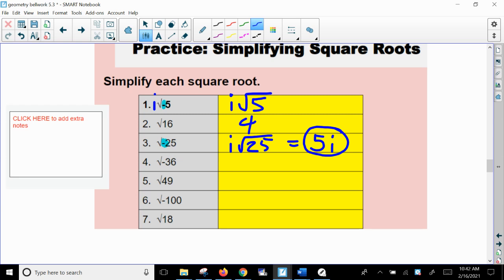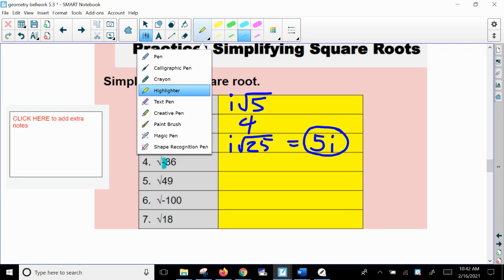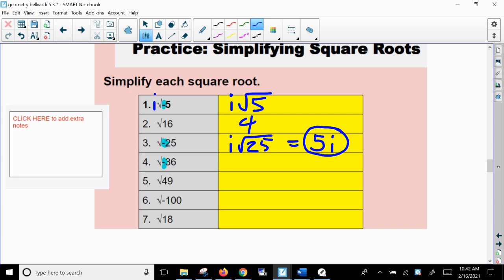Number 4, square root of -36. Again, we have a negative right there under the square root. That means we have to take out an i, and we're left with square root of 36. But square root of 36 can be simplified, which is just 6, and i is still there. So number 4, the answer is 6i. Number 5, square root of 49, there's no negative, so we do not need an i. 7 times 7 is 49, so square root of 49 is 7.